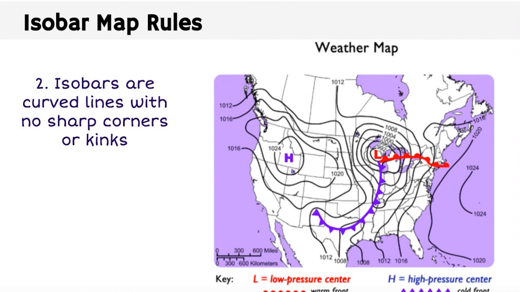Isobars are curved lines with no sharp corners or kinks. So take a look at these as an example. Smooth curved lines, sometimes there is a little bit of a curved kink in it, but we try to limit those. Again, it's just connecting those areas of the same air pressure reading, so that's why they get to be a little bit goofy looking sometimes, but we try really hard when we're making these to keep the curved lines with no kinks or corners.